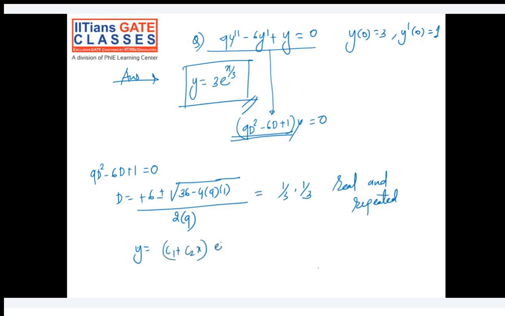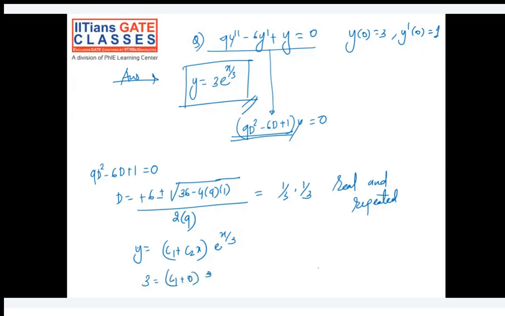Given that y of 0 equal to 3 means whenever x is equal to 0, the value of y is 3. So 3 is equal to c1 plus 0, e to the power 0 means 1. This implies c1 equal to 3 basically.